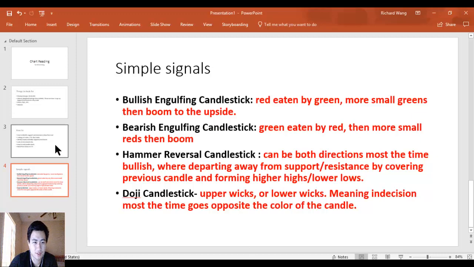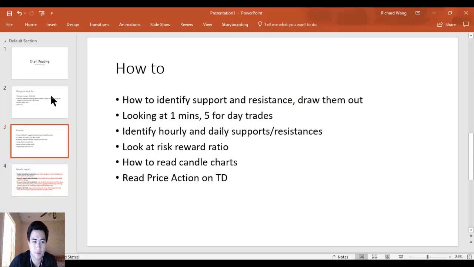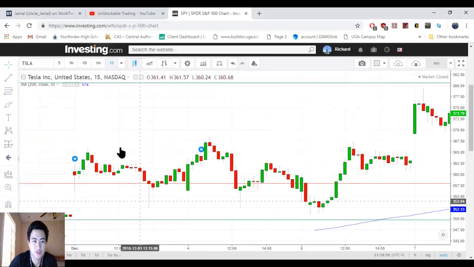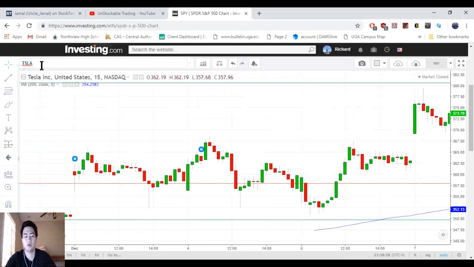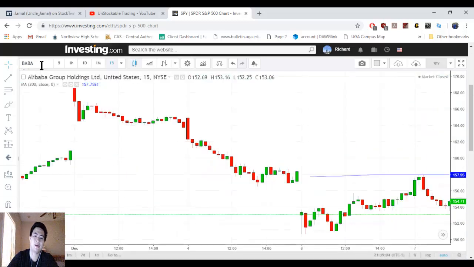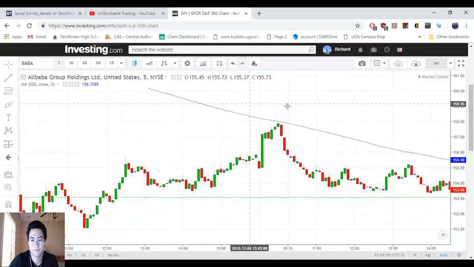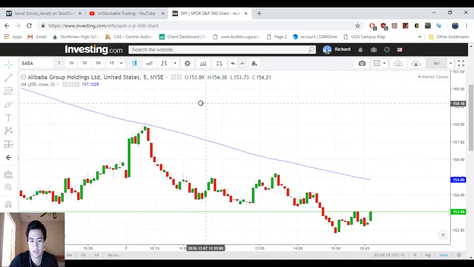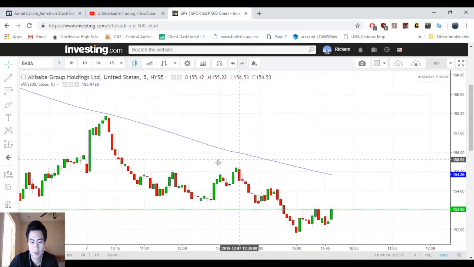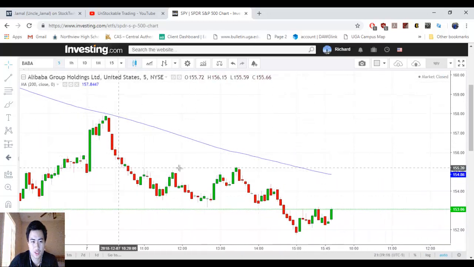Let's see what else I need to cover. This is done. Okay, let me show you one more example. Let's take a look at what else we have. Let's look at Alibaba, and we are going to look at the 5-minute chart. And let's look at the last 2-hour trading session.